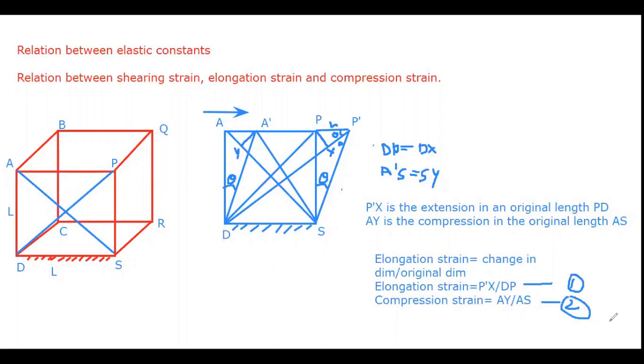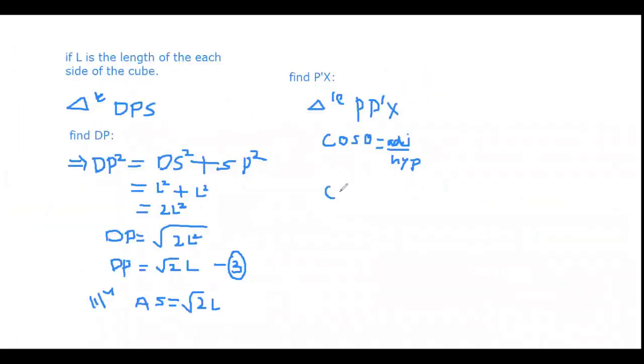Now adjacent is P dash X and hypotenuse is PP dash. Now we can substitute this in the equation. Cos theta will be equal to adjacent, P dash X, by hypotenuse, PP dash. We want to find P dash X, so P dash X will be equal to PP dash cos theta.